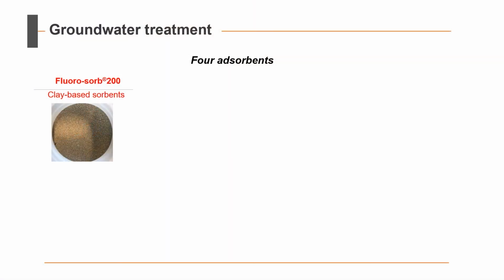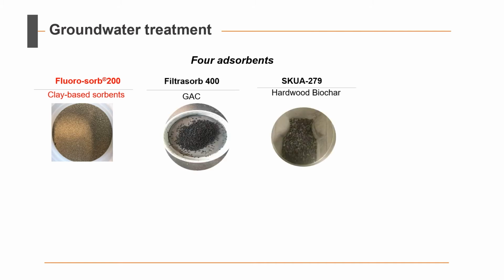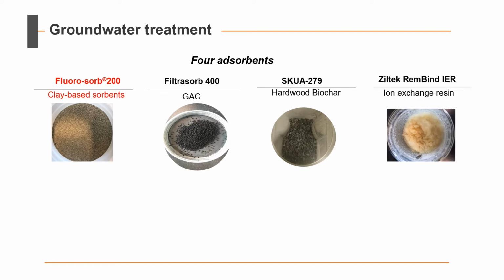All right, let's look at groundwater treatment. So FLUORO-SORB 200, similar to 100, and GAC carbon 400, biochar. We were doing the work at the same time, so if I knew ahead of time, I wouldn't have been spending time on biochar. And then we also tested the ion exchange resin. This particular resin was a component of Rhine-Bine products from Australia.